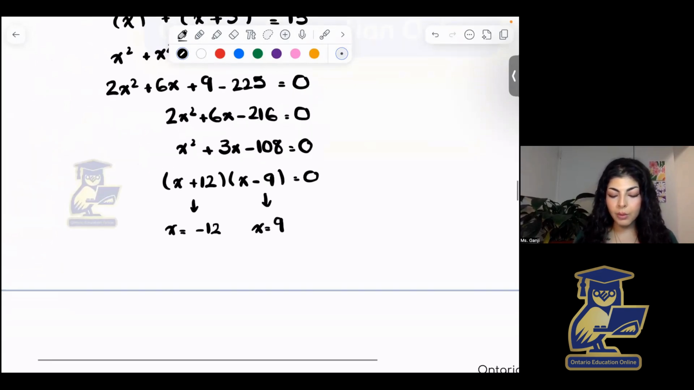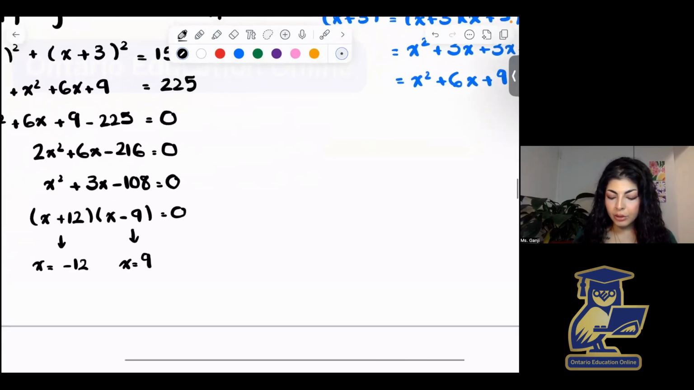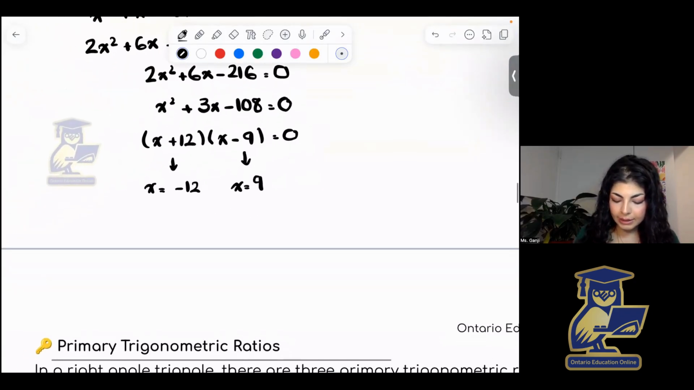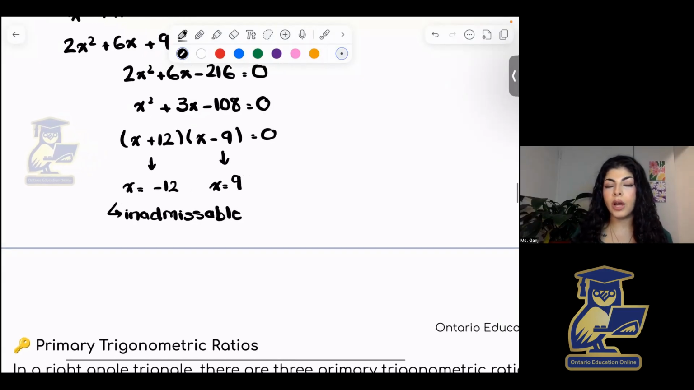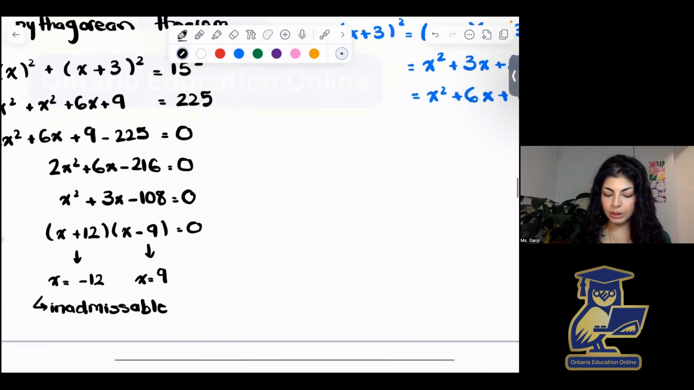And remember, we are working with measurements, so we cannot have a negative measurement. So then we can say that this is inadmissible. And remember, that just means that that answer is not included in our domain, and so we cannot interpret it in the context of our problem. So then we do have x is equal to 9.